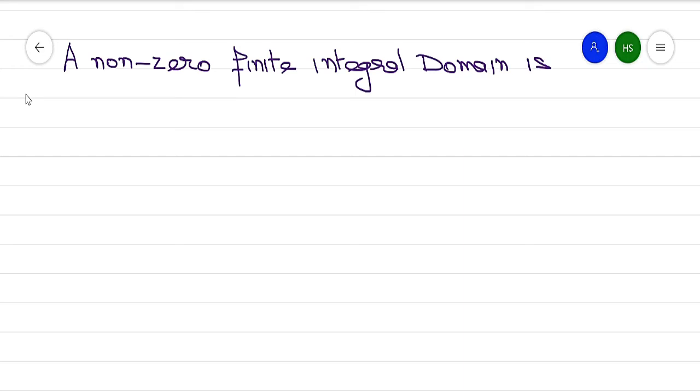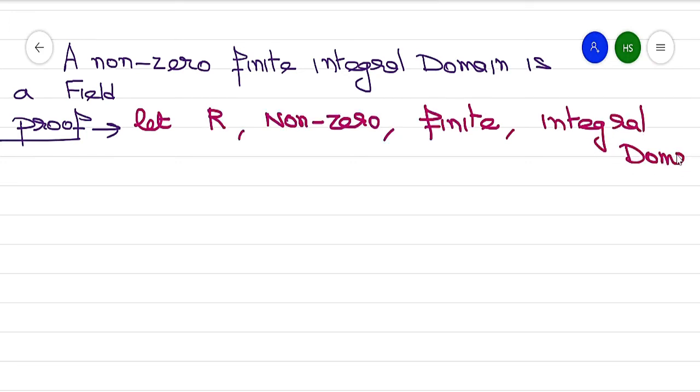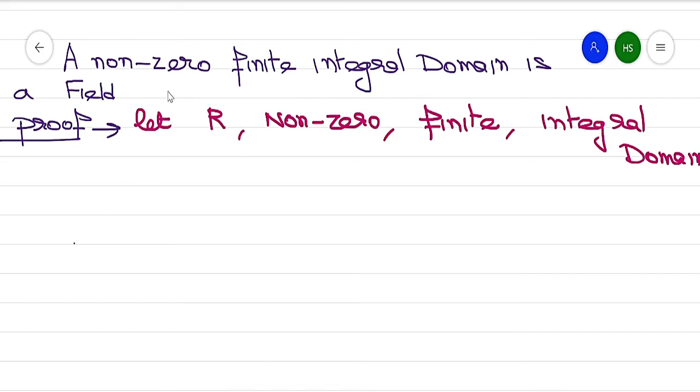Now, the proof of this result. Now here, number 1, it is non-zero. Number 2, it is finite. So first I take this R, which is number 1 non-zero, number 2 finite, and number 3 it is an integral domain. So these are the given properties. My aim is to prove that this is a field.